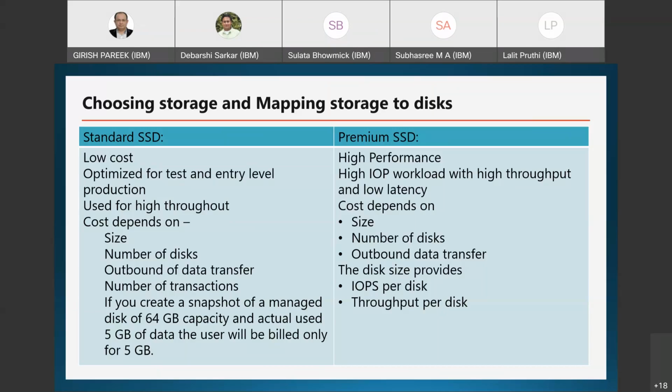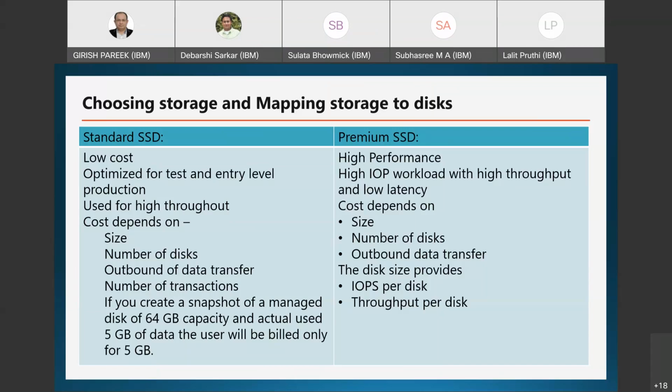Now, coming to the standard SSD and the premium SSD, we discussed that standard SSD is low cost, and the premium SSD is, of course, not low cost, but it is for high performance. The objective of the standard SSD is to optimize for test and entry level production, used for high throughput. But the cost depends on the size, number of disks, outbound data transfer, and the number of transactions you would like to achieve, because the idea here is higher throughput. So you can always think about the number of transactions and outbound data transfer.